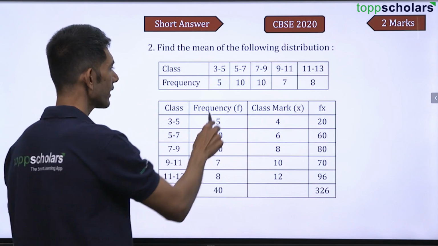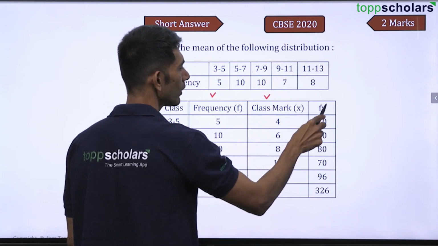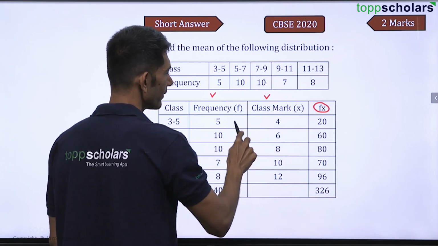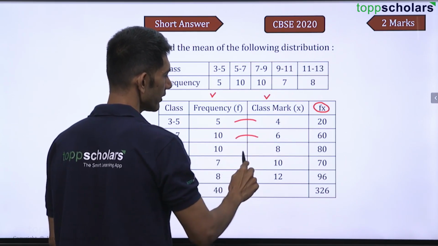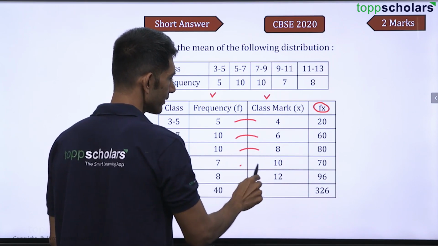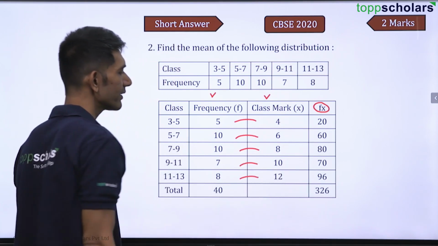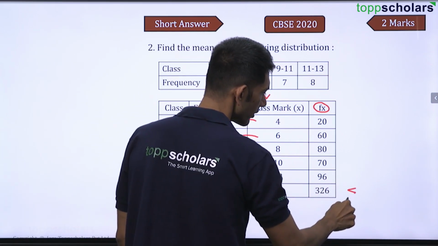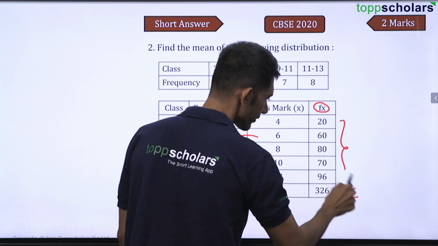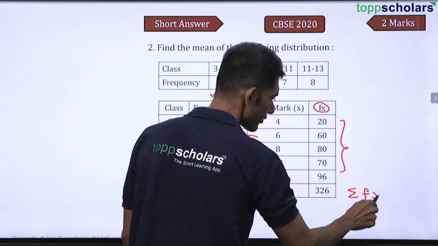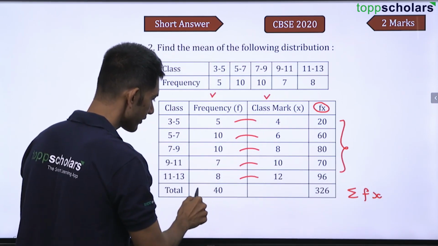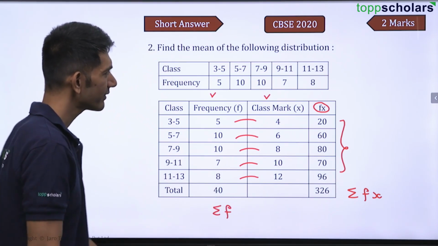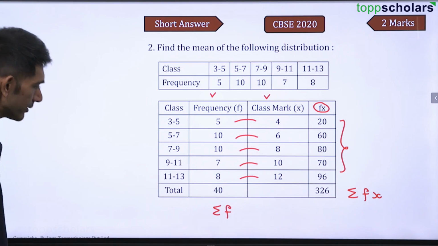Now once you have the frequency and you have the class, you find out the total by multiplying it, right? So 5 into 4 is 20, fx, 10 into 6 is 60, then 80, 7 into 10 is 70, 8 into 12 is 96. Now this is what? This is the summation, sum of all the fx. This is summation fx and this is summation f, right? You also call it sigma at times. The ideal word is summation.